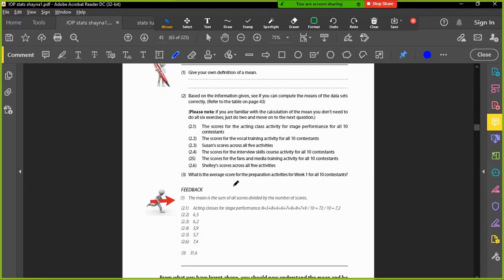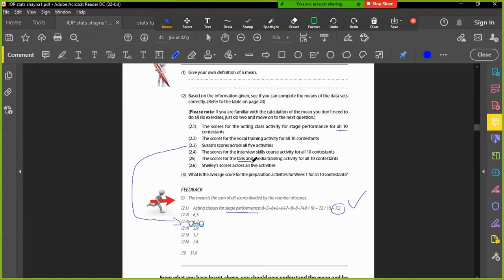All right, so you can probably see that here. Let's see, what did we work out? We worked out the scores for the acting class activities. The one was 7.2 and then the other one we got was 6.3 for the image makeover. We did the average for stage performance, so that was right. Yes, image makeover. So there are different ones.